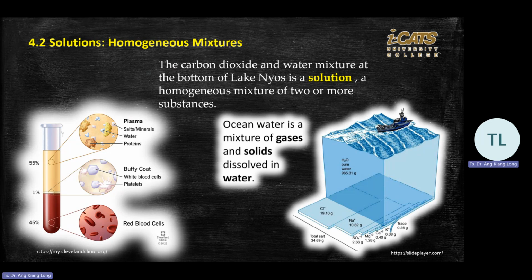Okay. For example, ocean water is a solution of gas and solid dissolved in the water. Your blood is also a solution, a mixture of plasma, clots, and red blood cells. 55% is plasma, and inside plasma have all these elements. 1% is clots, which have all these elements. Red blood cells have all these elements, right?